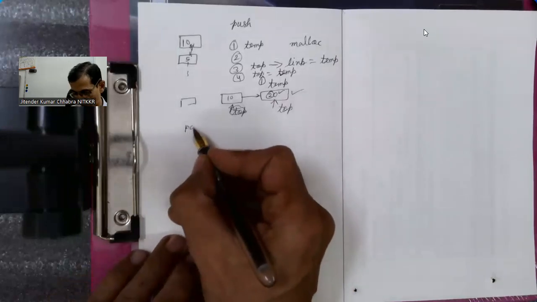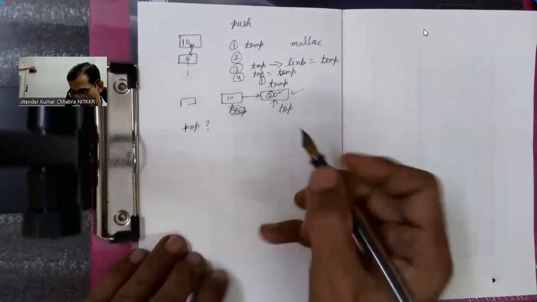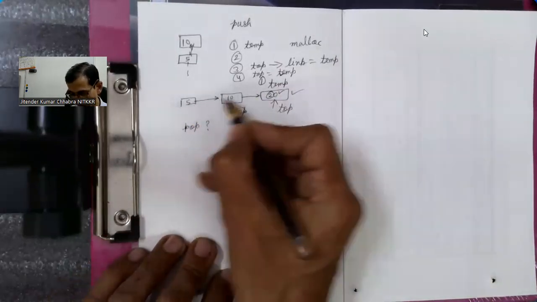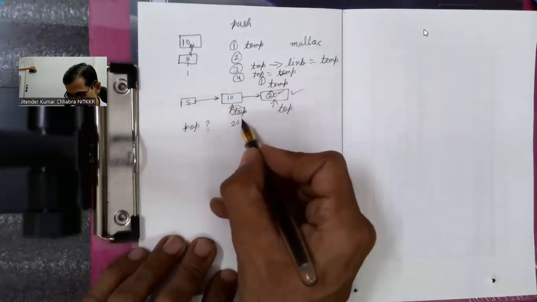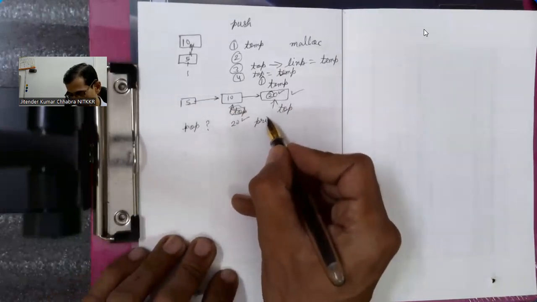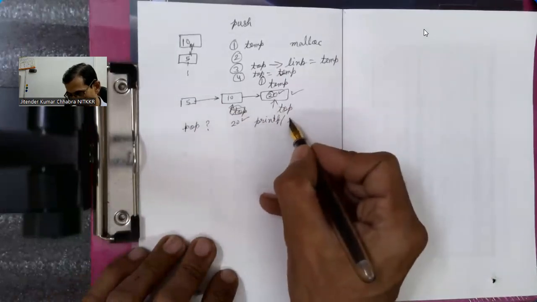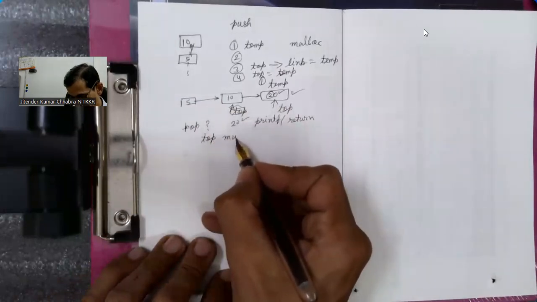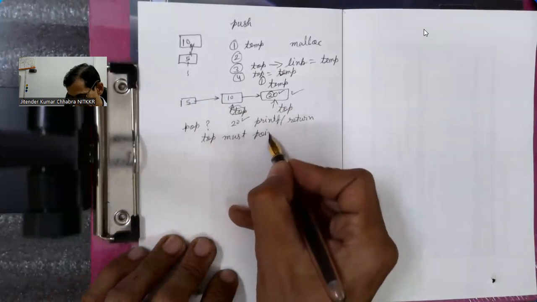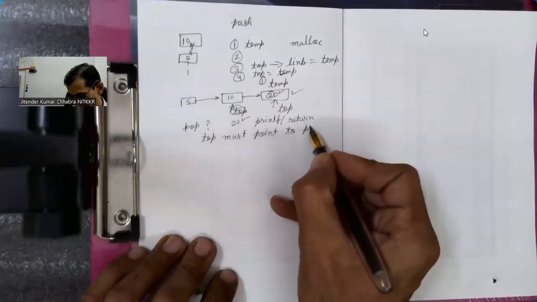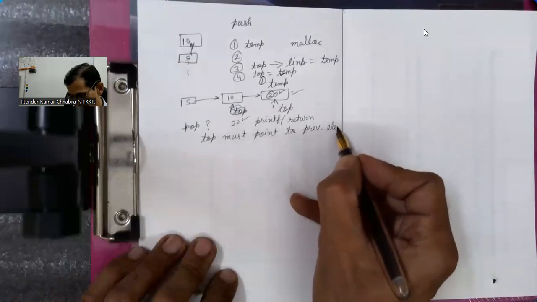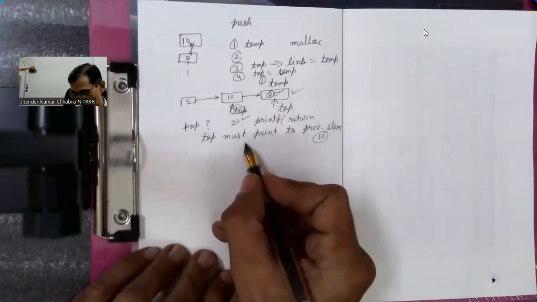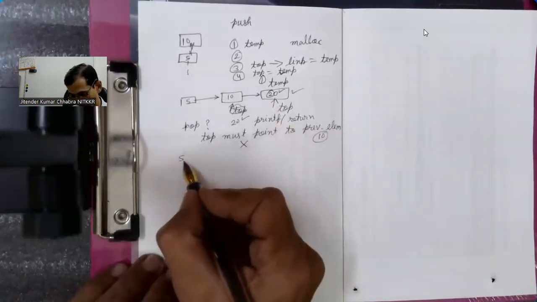But how will the pop happen? Now pop will mean, let's say this is the list 5, 10, 20. Perfect, this is the list available. 20 to be returned, or to be displayed, printf or return. Fine, no problem, we will be able to do that. But now top must point to the previous element. The previous element in this case is 10. I want to go back. How? Not possible.